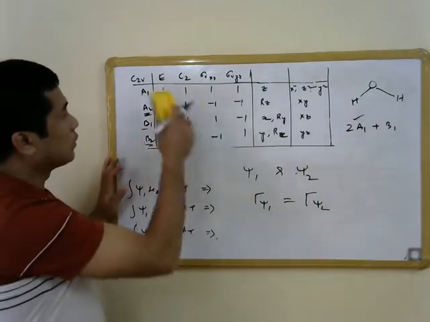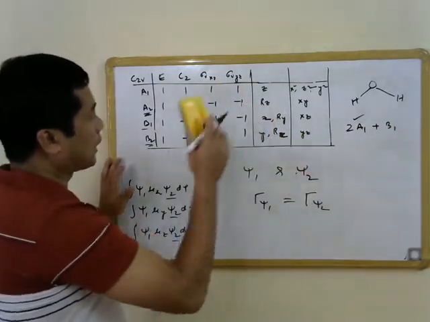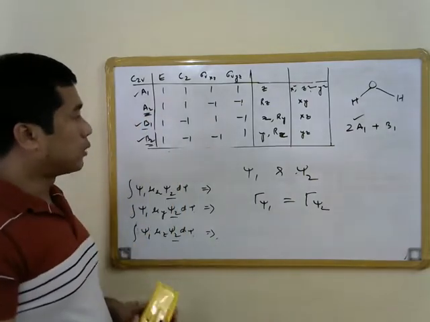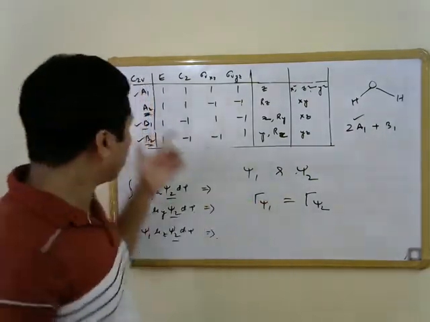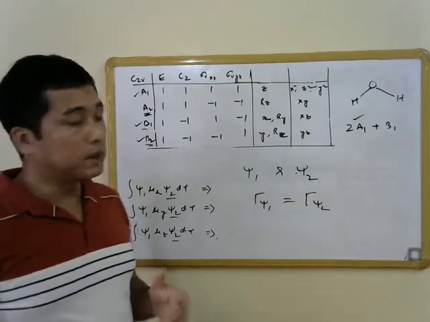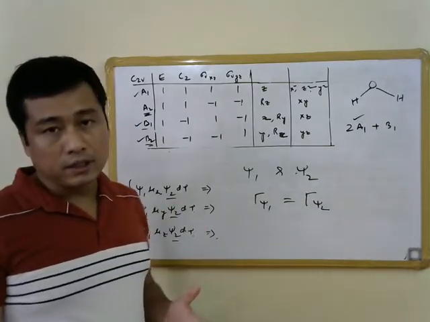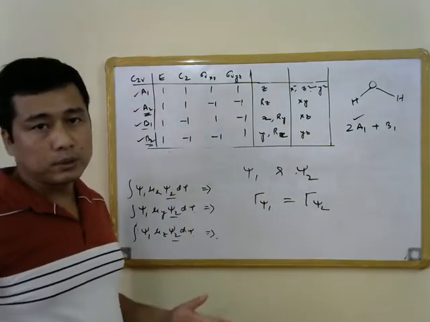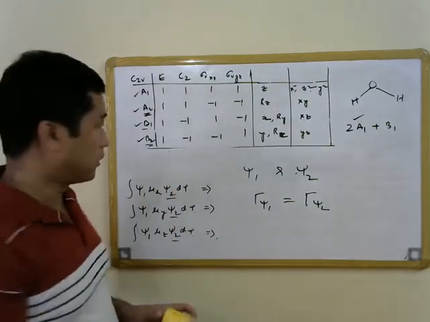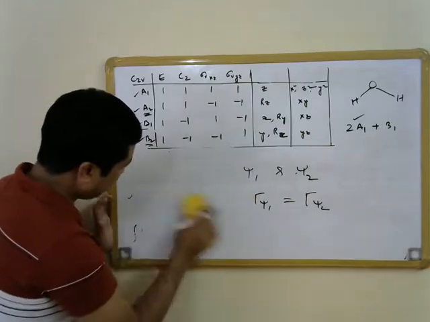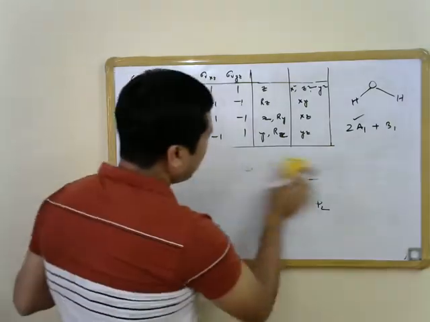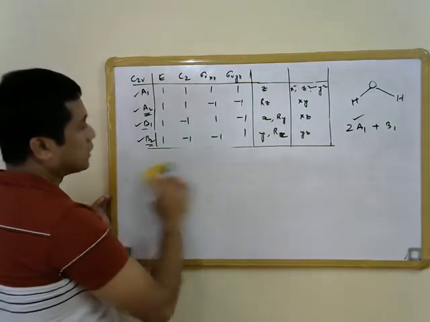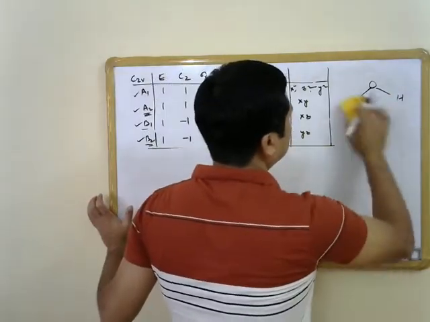Similarly, we can also say, by looking at the character table itself, that vibrational modes which have these three symmetries will only be IR active. The vibrational mode with A2 symmetry is going to be IR inactive. So this is a very straightforward approach to find out whether a given transition is IR active or IR inactive.